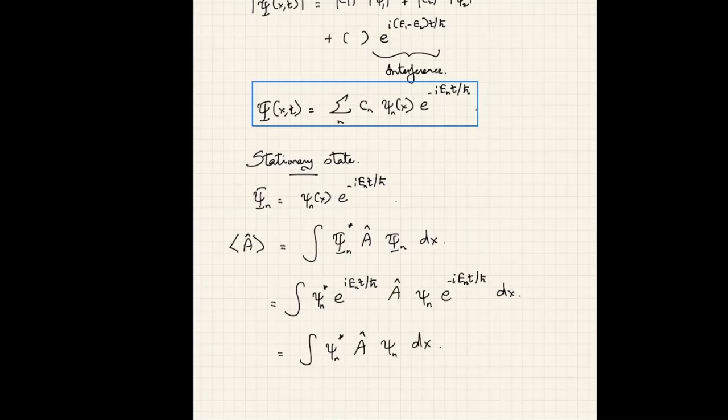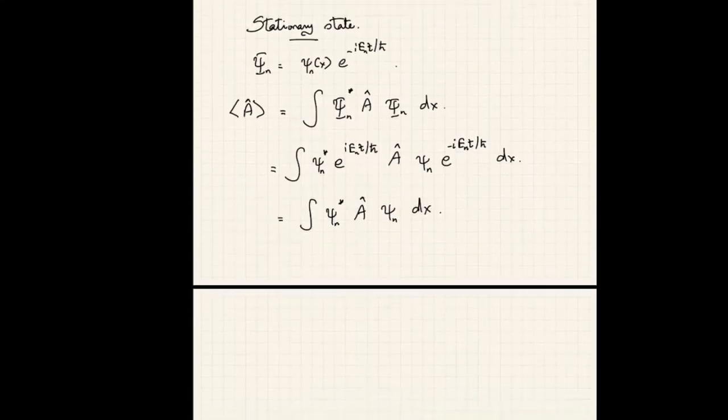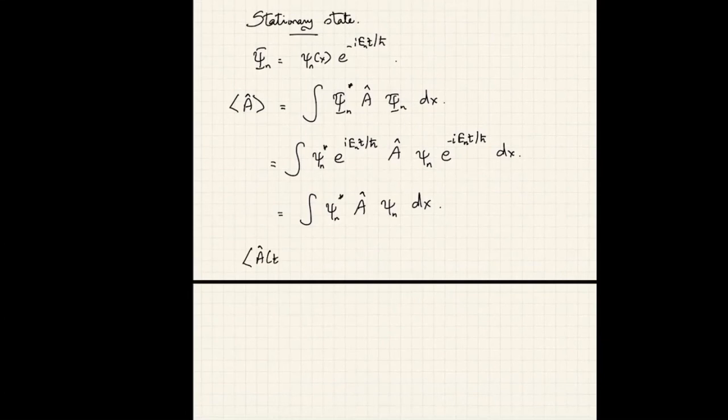Now, what is psi n star A psi n dx? Remember that this is the expectation value of A at some time t. And this turns out to be equal to, because I did not assume anything about the time in this part, so it is some time t. But this is nothing but psi n star A psi n dx, which is nothing but the expectation value of A at time t equal to 0. Because if I put time t equal to 0, psi n is nothing but little psi n. All the exponential part goes away, that's just 1. So what I have here is basically the expectation value of A at time t equal to 0.